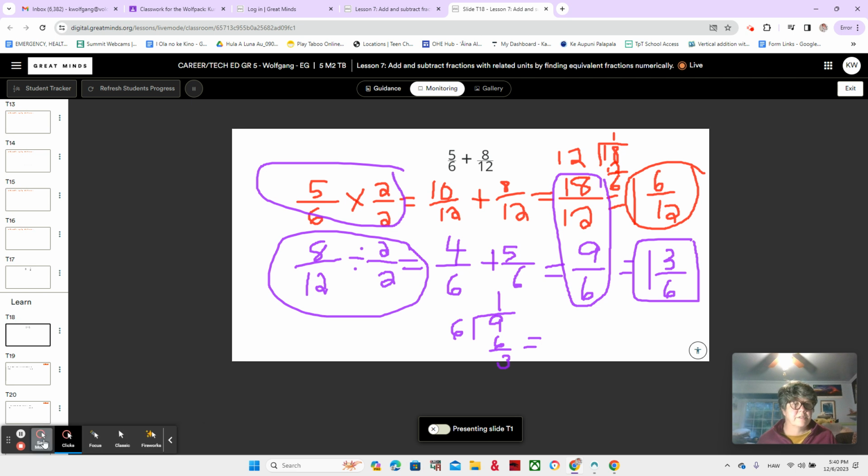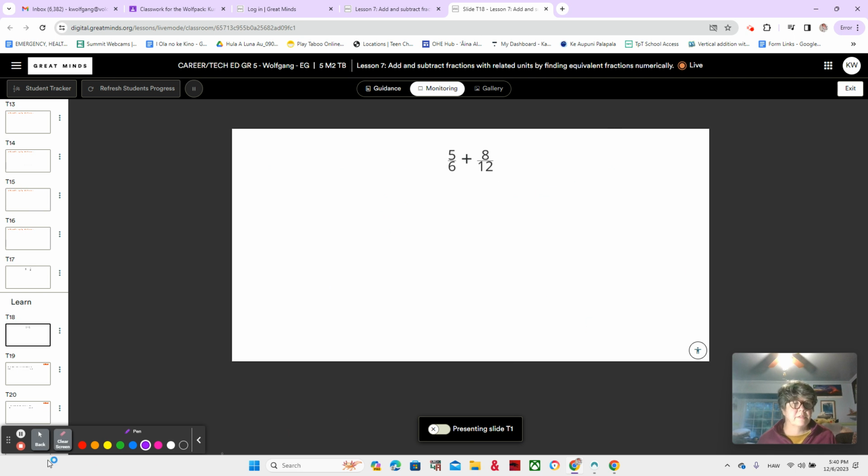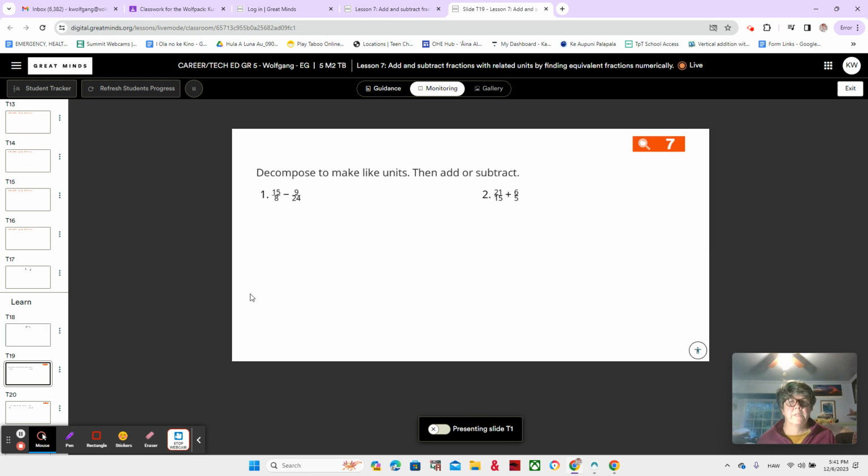Let me just clear that screen off. There we go. Let's go to page 61. There we go. 15/8 minus 9/24. It says decompose to make like units, then add or subtract. All right. So decompose means we're going to be breaking it into more parts, right? Okay. So 15/8 and 9/24.